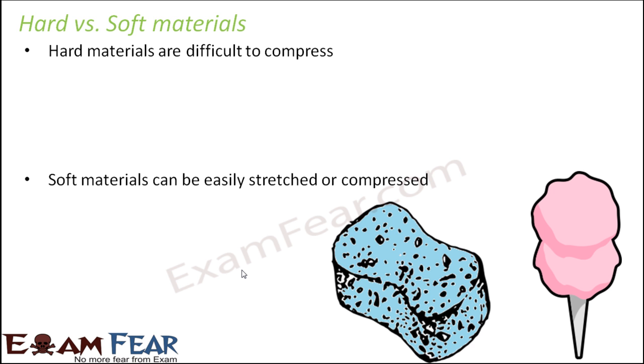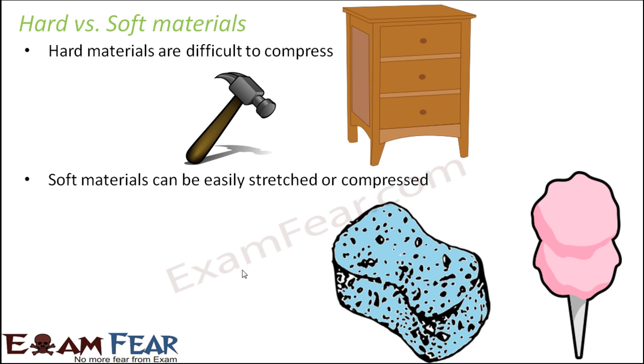When you think of soft materials, you can think of cotton candy, you can think of a sponge. These are all very soft materials, you can press them into different shapes. Whereas in case of hard materials, you can think of wooden furniture, maybe the bed, chairs, tables, cupboards. You just can't press them, you cannot compress them, you cannot stretch them. So they are quite hard. You think of a hammer, that's again quite hard. So these are examples.